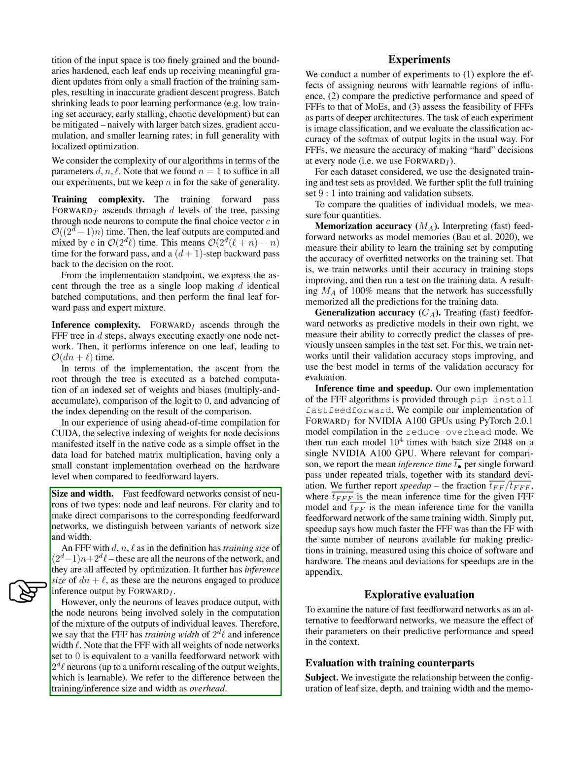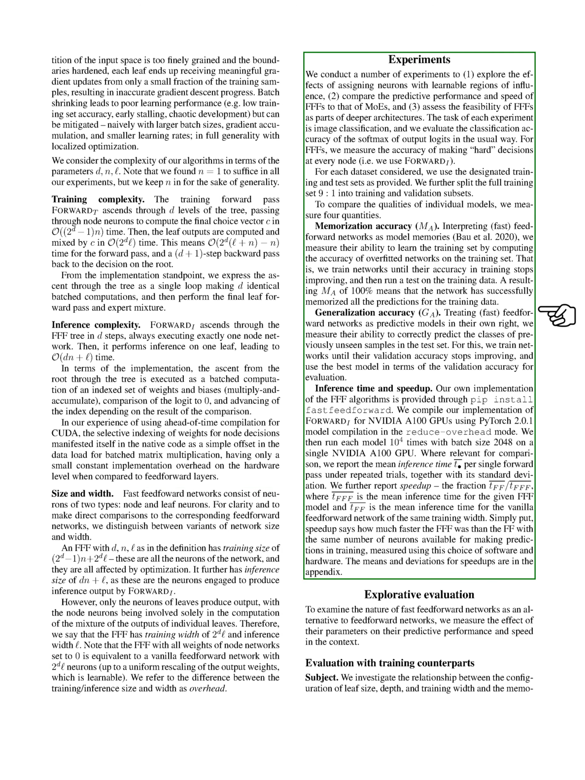The inference size is d·n + l, as these are the neurons used to produce the inference output. However, only the leaf neurons produce output, with the node neurons solely involved in the computation of the mixture of the outputs of individual leaves. Therefore, we say that the FFF has a training width of 2^d times l, and an inference width of l.